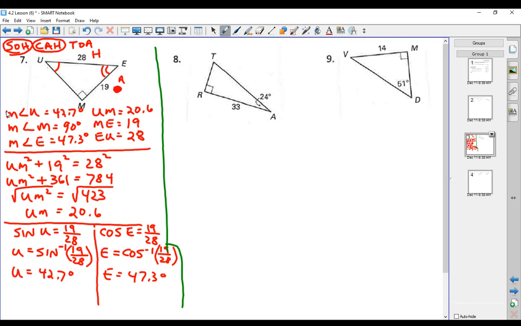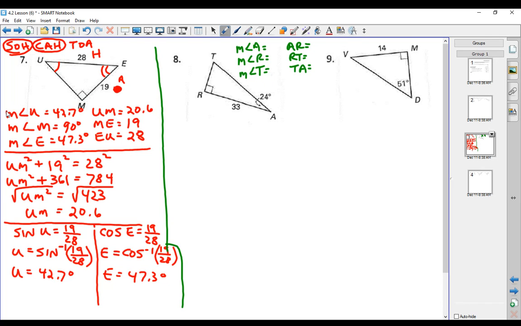All right, we have some angles and sides missing again, so we want to write all those down. Let's write that up here. We've got the measure of angle A, the measure of angle R, the measure of angle T, and we have side AR, we have side RT, and we have side TA.